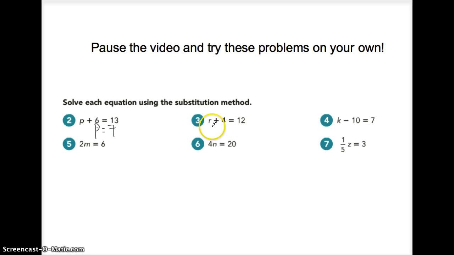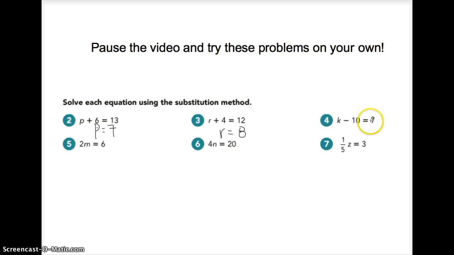If we have r plus 4 equals 12, what number can we substitute for r, which would make this true? What number plus 4 equals 12? We know that r then equals 8. 8 plus 4 equals 12. Okay, let's try the next one.